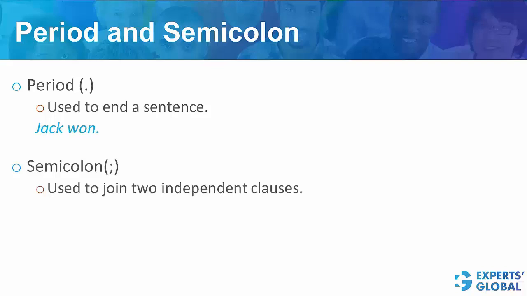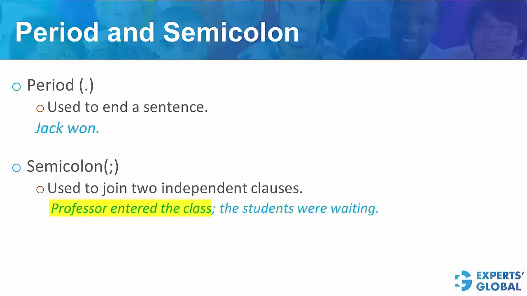Semicolon has just one use, which is to join two independent clauses. For example, this sentence. "Professor entered the class" is an independent clause. See, a thought that can stand alone. And then, "the students were waiting" is another independent thought. It can stand alone. So, two independent clauses duly joined by a semicolon.